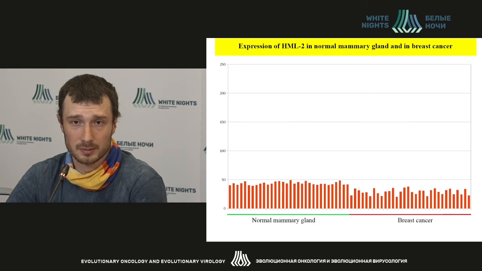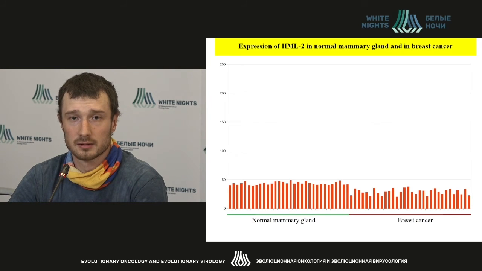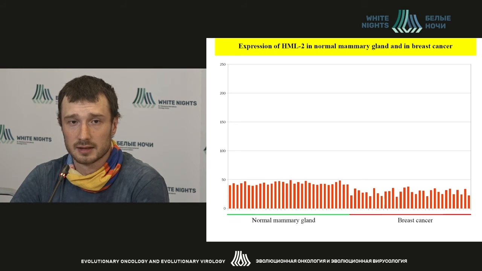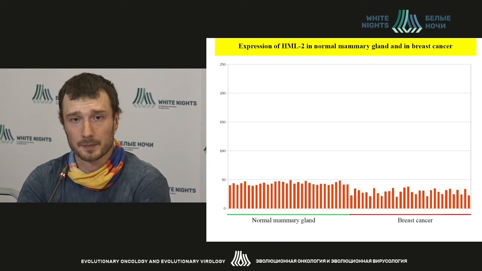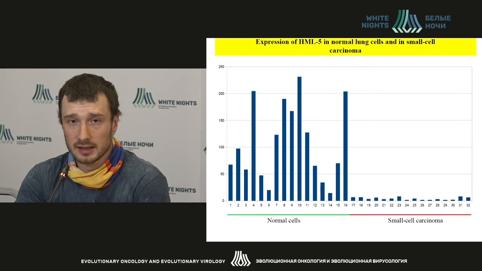The HML expression in the mammary gland is fairly interesting because we believed that young retroviruses ought to show higher expression in tumor-like organs such as the mammary gland. And this is something that we saw. Further studies are needed to understand why expression in the normal mammary gland is higher. A similar picture can be observed for the prostate, which is also a tumor-like organ.